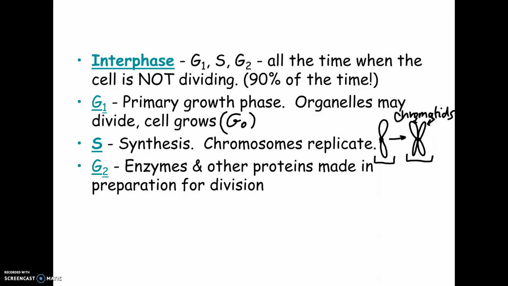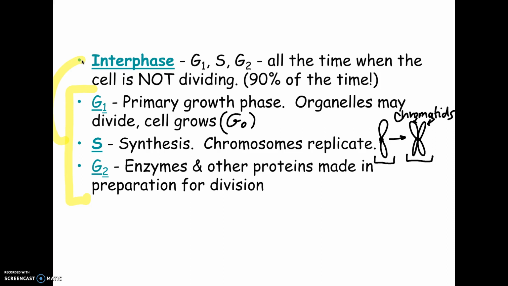G2, the cell now starts to make the enzymes and proteins that will be necessary for it to divide. And again, all 3 of these are subdivisions of interphase. So all of this is considered interphase. The cell is not actively dividing, and this is 90% of the life of the cell.